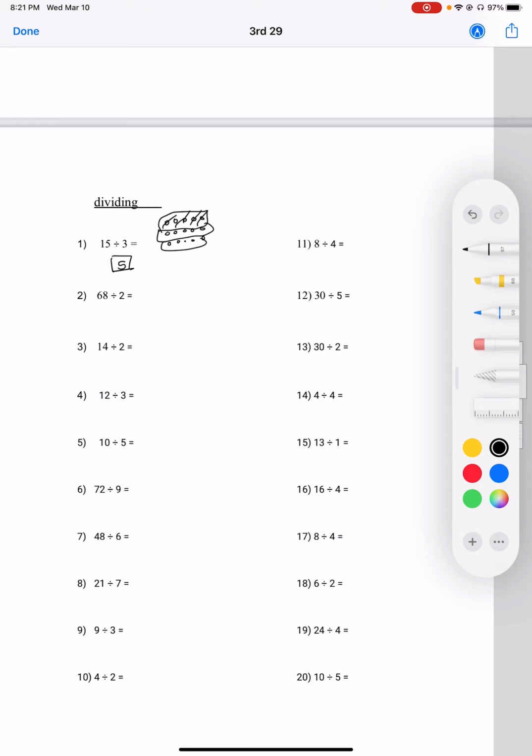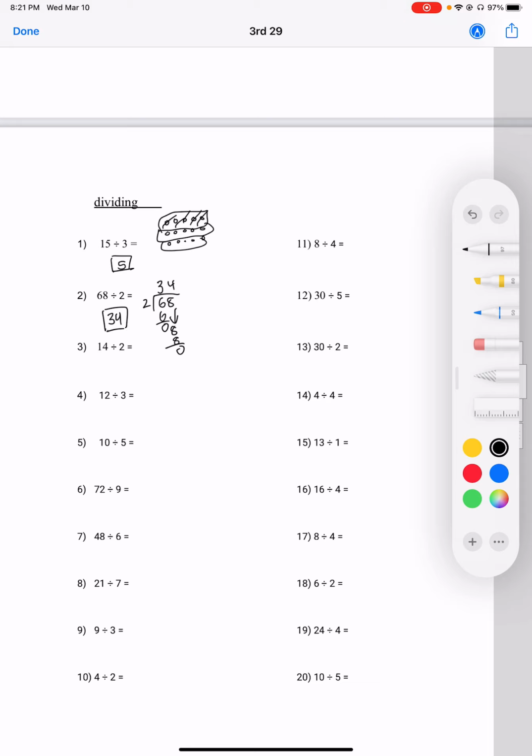You can also do long division. So 68 divided by 2. How many times does 2 go into 6? 3 times. What is 3 times 2? 6. Bring down the 8. How many times does 2 go into 8? 4 times. 2 times 4 is 8, and we have a remainder of 0, so the answer should be 34.